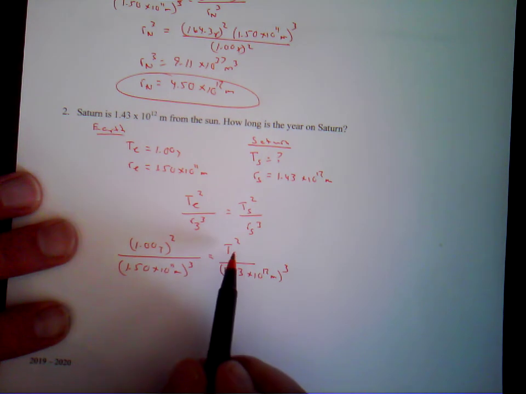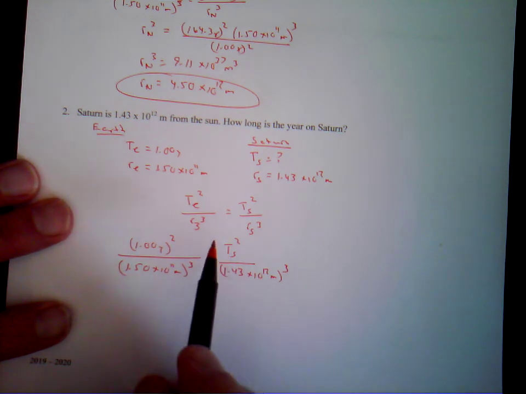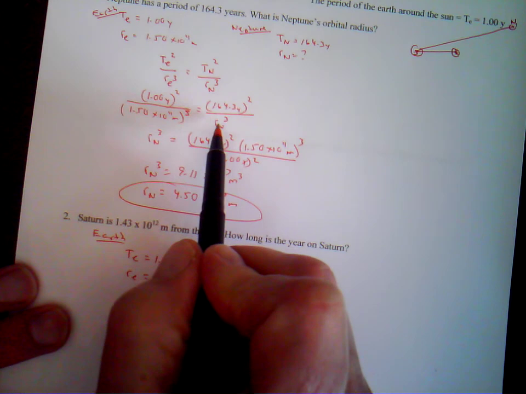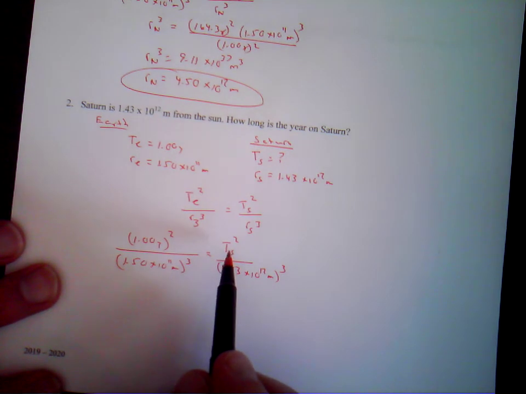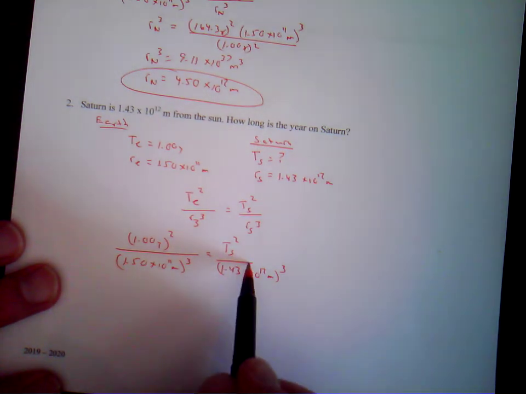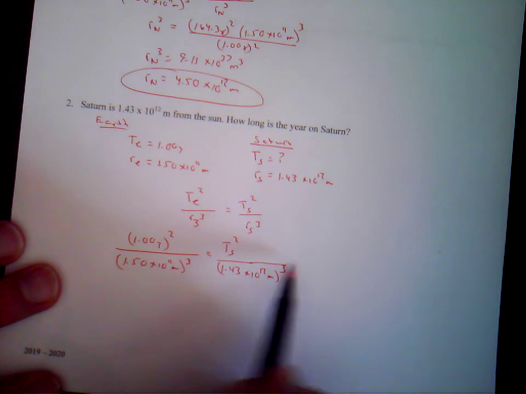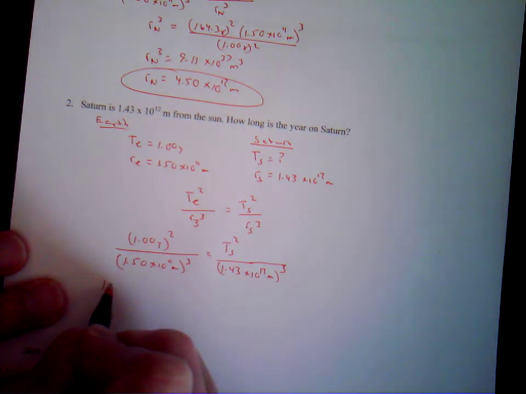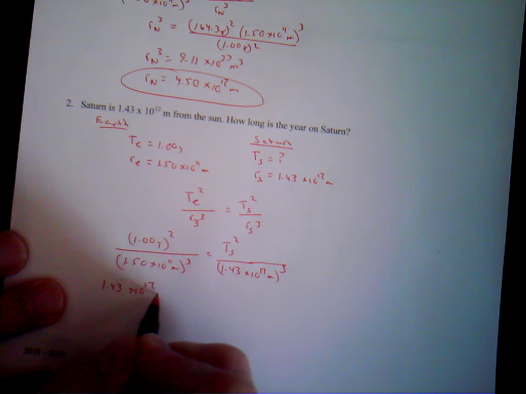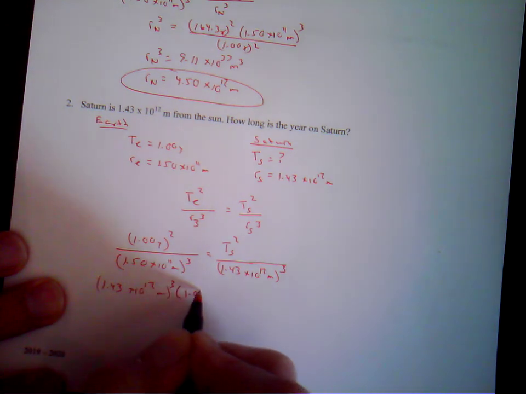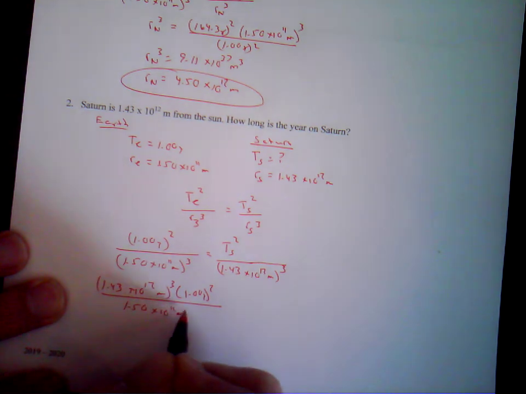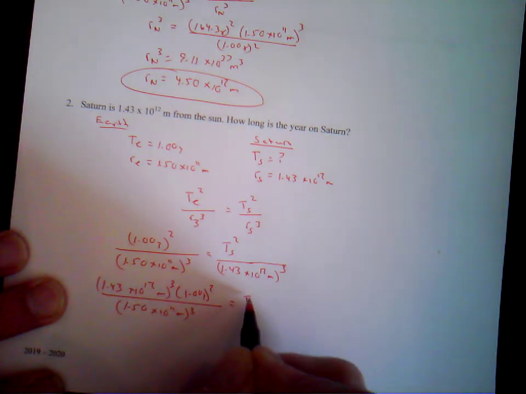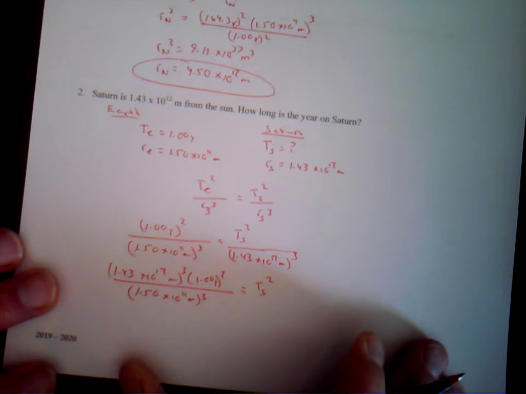To solve for this unknown, again, an unknown has to be in the numerator and by itself. It's like this one up here. This was not in the numerator, so we multiplied it by itself on both sides of the equation so we can get it in the numerator. But the period is in the numerator, so we keep it there. We have to get it by itself. So now we have to get rid of this number. This is in the denominator, so we multiply both sides by that. What we end up getting is 1.43 times 10 to the 12th meters, don't forget to cube that number, times 1.00 years squared over 1.50 times 10 to the 11th meters, all cubed, is equal to the period of Saturn squared.